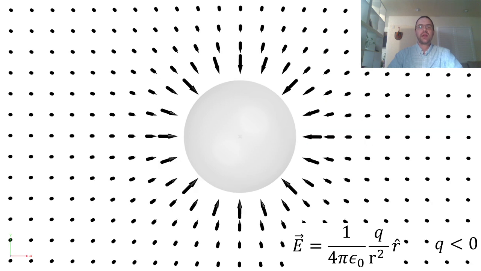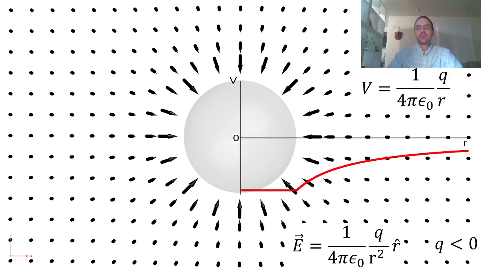Now, let's consider the case where the spherical shell has a negative charge. In that case, the electric field is pointing towards the shell. Again, the electric field is decreasing as 1 over r squared, and we saw that the electric potential goes as 1 over r, but this time it is negative. So if we bring a positive charge towards the shell, the energy will be negative, energy will be released.